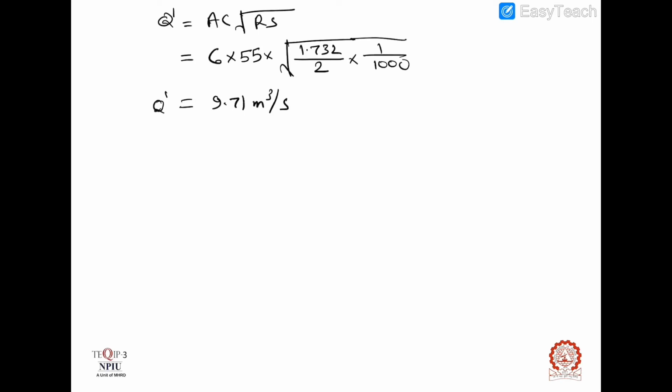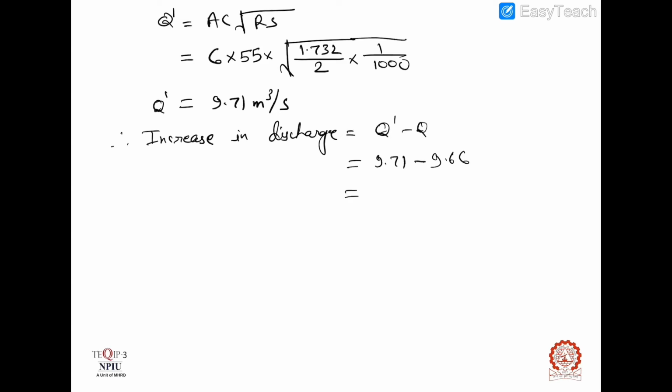Okay, so now the increase in discharge will be Q dash minus Q. Q dash is 9.71 and Q was 9.66. That is 0.05 meter cube per second. Clear?